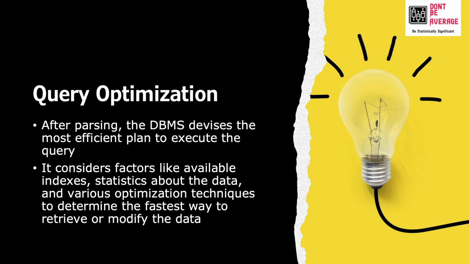The next step is query optimization, which means finding the best way. After parsing, the database management system devises the most efficient plan to execute the query. It considers factors like available indexes, statistics about the data, and various optimization techniques to determine the fastest way to retrieve or modify the data according to the query.